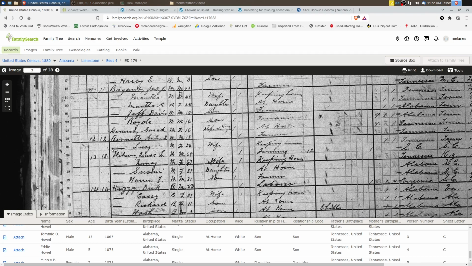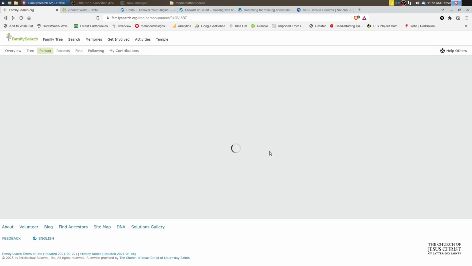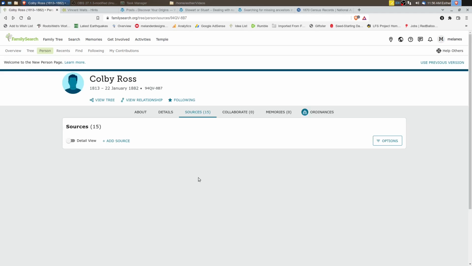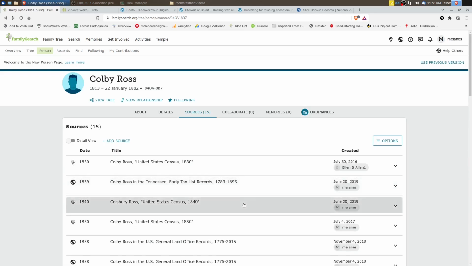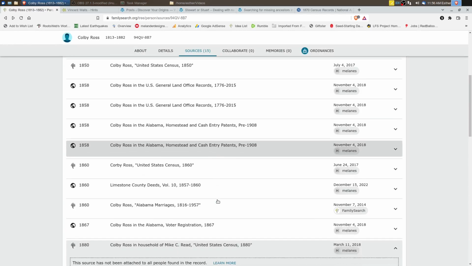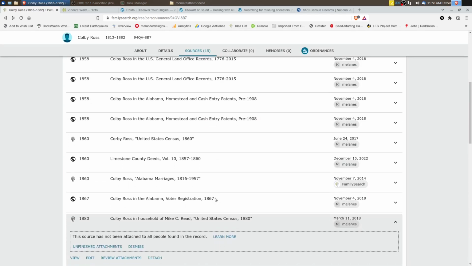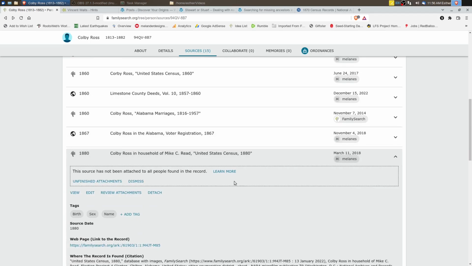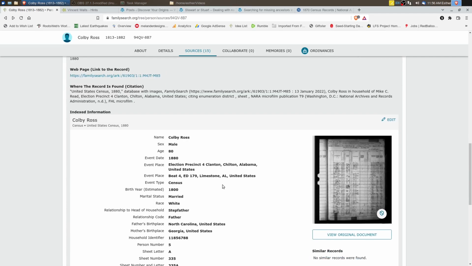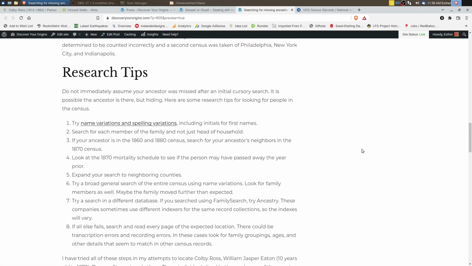So look for these people in the 1870 census. And when I did that, I did find some of those people. The 1880 census listed an Elizabeth Hughes, and I did find her in the 1870 census. But I did not find any of Colby Ross or his family in 1870 so far. I have a few other research tips in my article that goes along with this video about searching for your missing ancestors in the 1870 census.